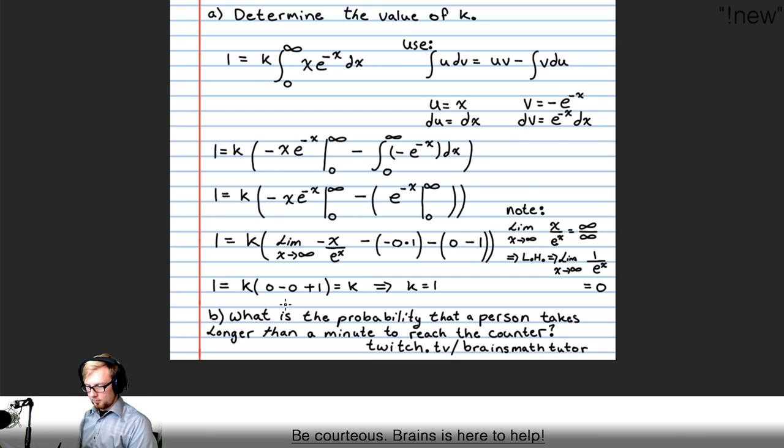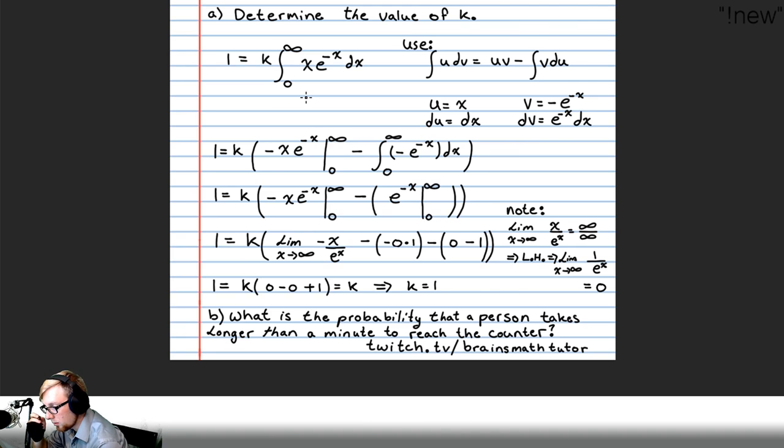Okay, let's just double check this. So I wrote that down, now I'm going to see if the answer's right. The integral from 0 to infinity with a probability function, 0 to infinity would be the entirety of the probability, which would equal 1. And we've got the k, which can come out of the integral, so x e to the minus x, using u dv equals uv minus v du, correct? So u to be x, du would be dx. Good. dv would be e to the minus x, then minus e to the minus x. That's good.